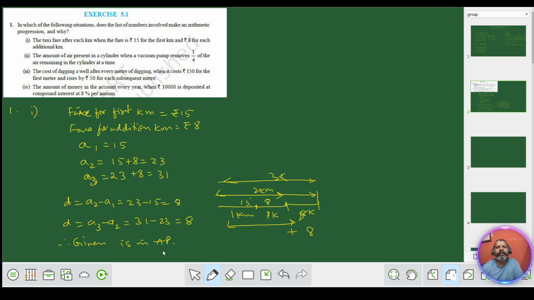These problems explain to you the application of AP here. If you ask why should we learn all these things, where we'll use them, these are a few examples. We'll move to the next question.